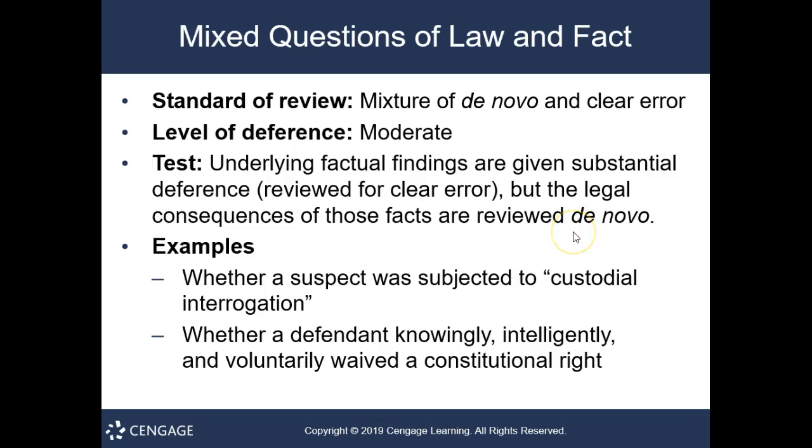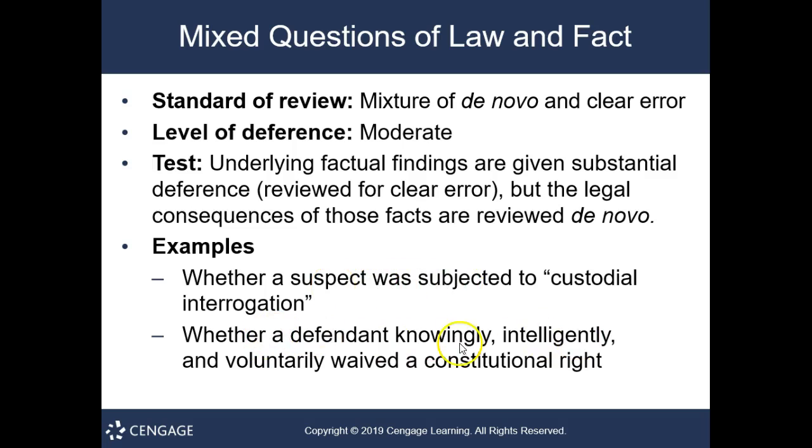The law is the law, and we don't let the trial court's decision on what the law is influence what it actually is. An example: whether a suspect was subjected to custodial interrogation. That's a mixture of a factual determination as to what actually happened, and then a determination of the law as to what constitutes custodial interrogation. So it's two things going on here. Whatever factual findings there were, there's great deference, but as to how the law was applied, that is a de novo review.